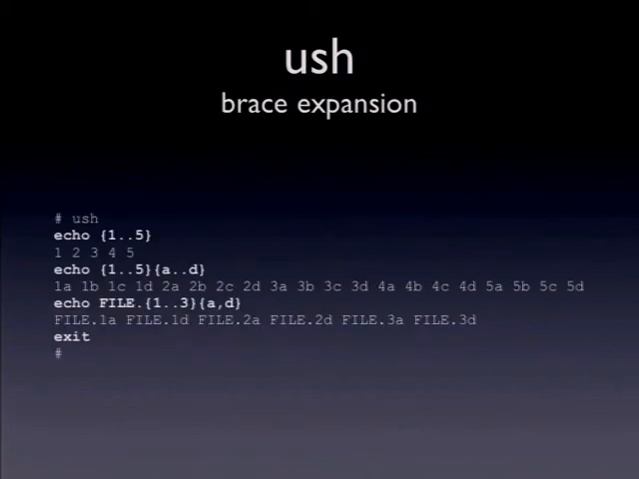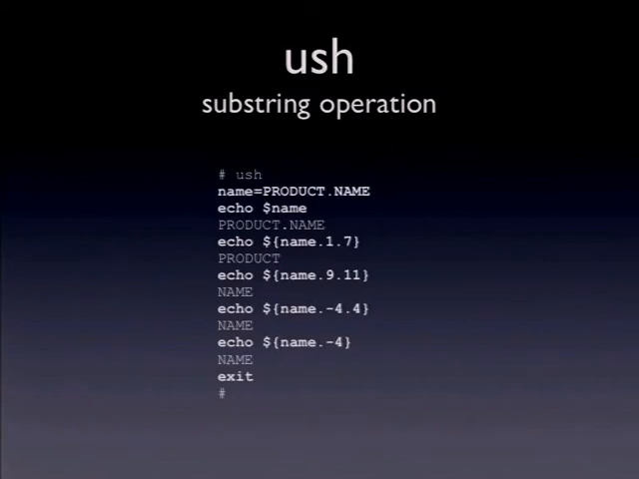And brace expansion. USP uses brace expansion well, so I added this feature to UShell. Coding is very hard. And subscript operation. Yes, A shell has subscript operation: sharp, sharp, sharp, percent and percent, percent. That is not easy for beginners. So I added substring operation like awk. It is good for beginner programmers.